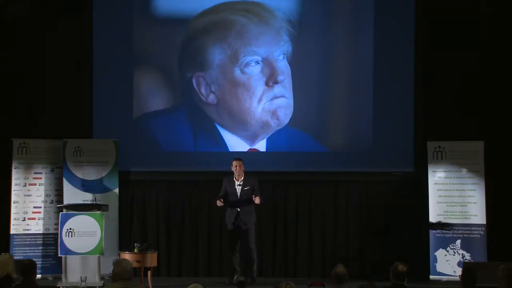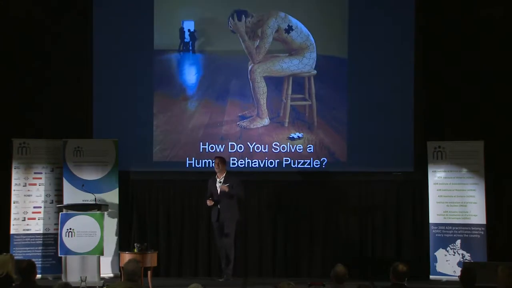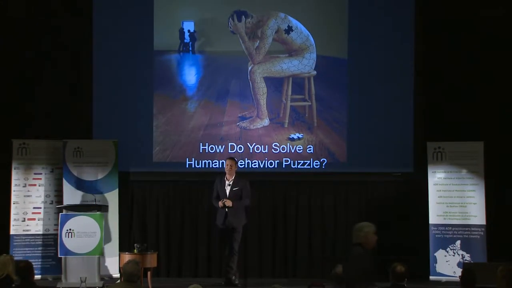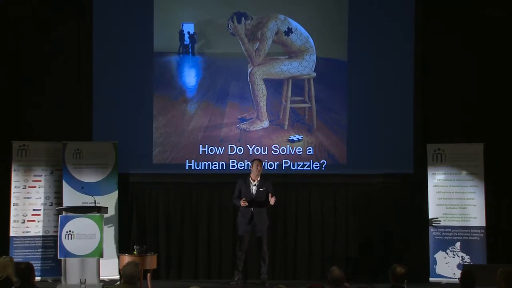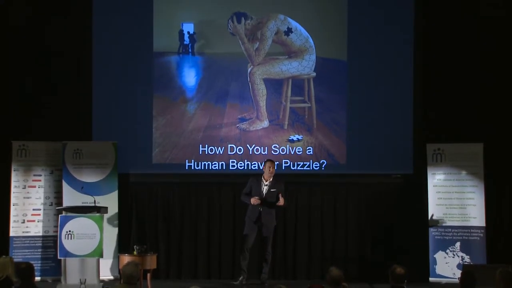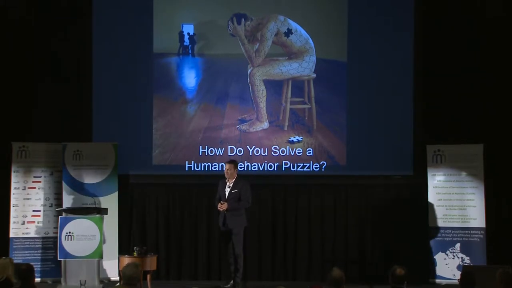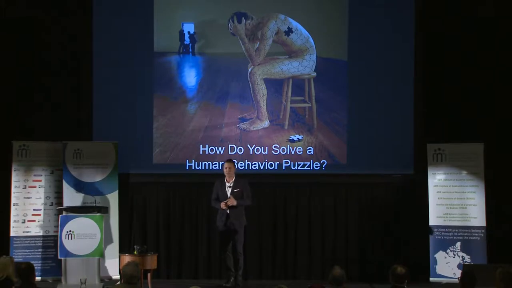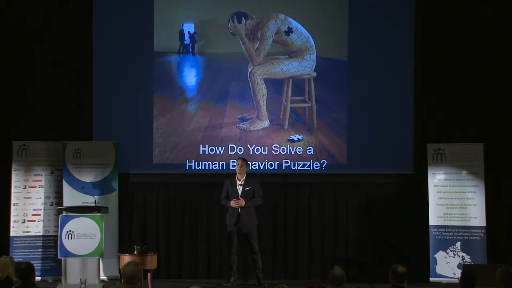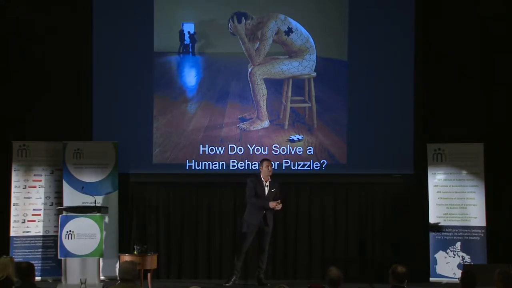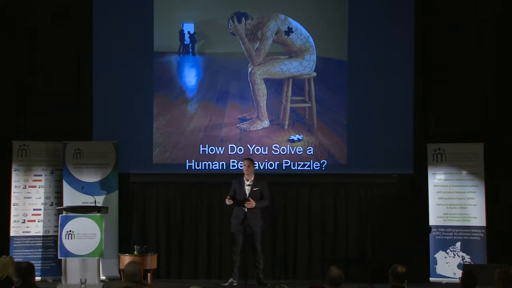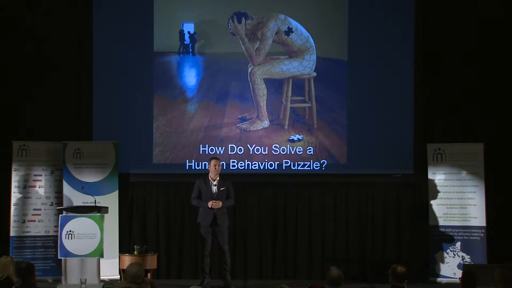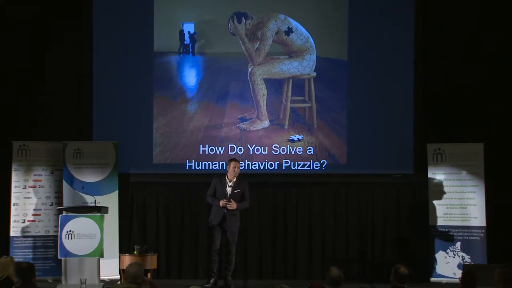Well, this one might be a little bit too big for the scope of this. Let's get into asking a different question. How do you solve a human behavior puzzle? Well, I think the trick is asking the right question. So the question that I've come to ask today is, what is that fork in the road, that divergence for youth at risk, where they go from failing and falling through the cracks to succeeding and being active contributing members of the community and society? What is that one element?